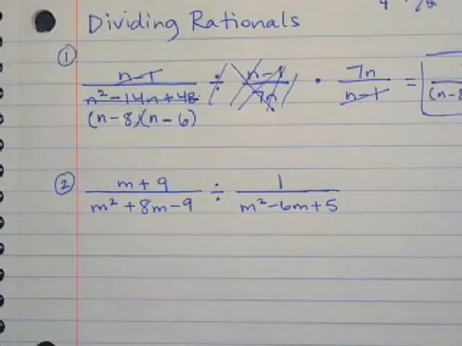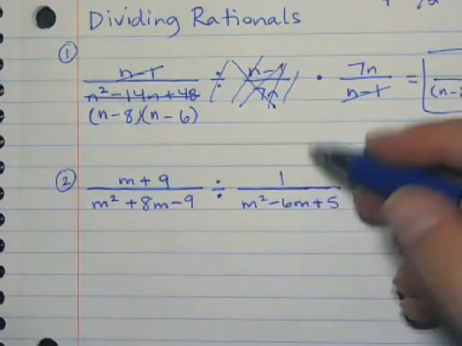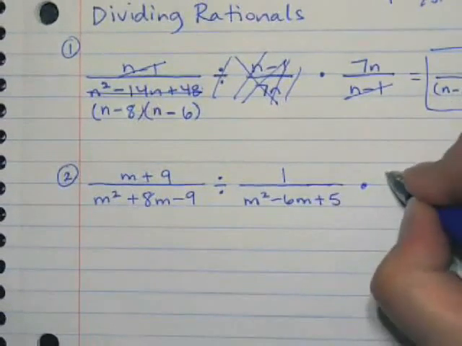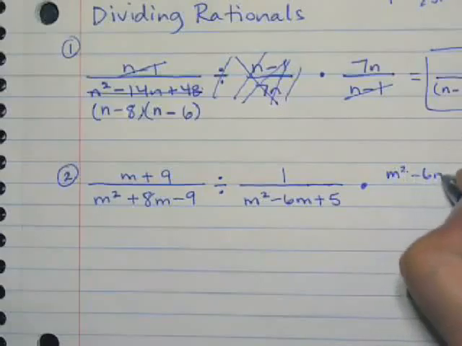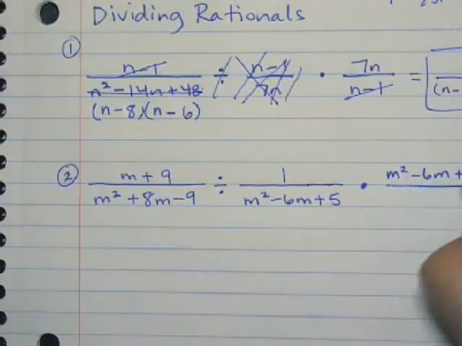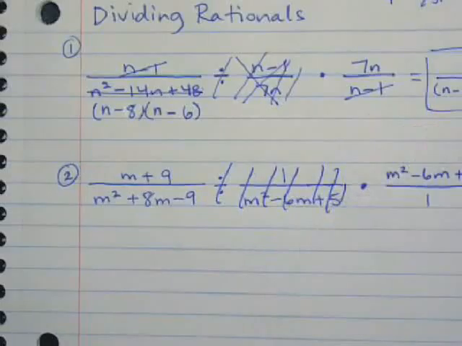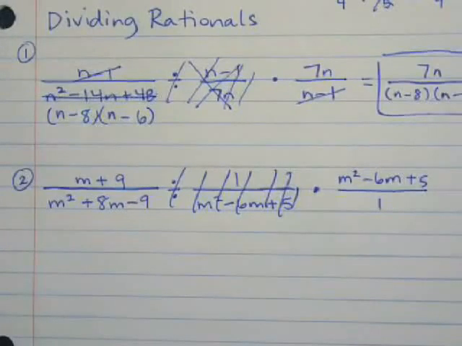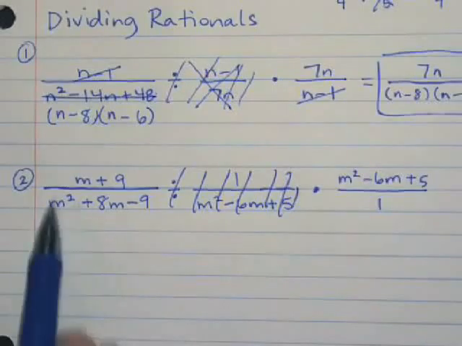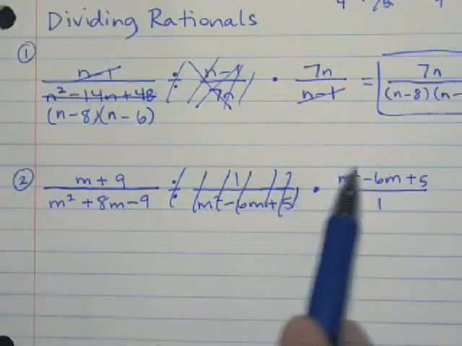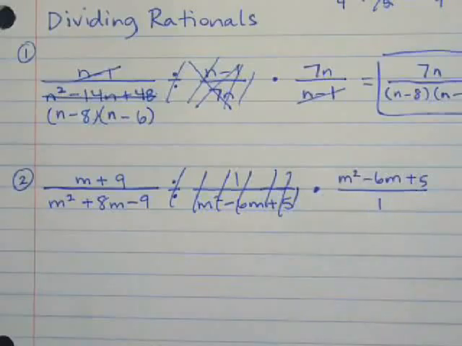Okay, the first thing that we need to do is we need to flip over this second fraction. So I'm going to say multiplied by m squared minus 6m plus 5, and then 1 on the bottom. And then I'm going to cross this out because I'm not going to use that anymore. Okay, so now I've just flipped it over. I found the reciprocal, and now I'm multiplying by the reciprocal. Okay, I see a couple places I can factor. I can factor here by hand, and I can factor here by hand as well. Okay, so we're going to go ahead and try that.